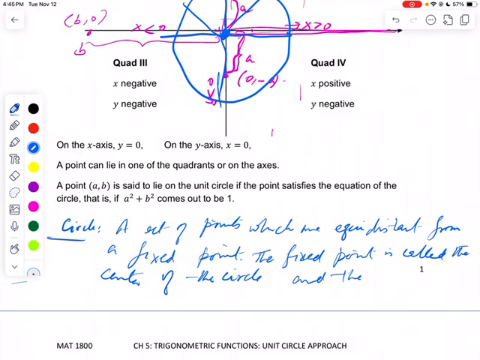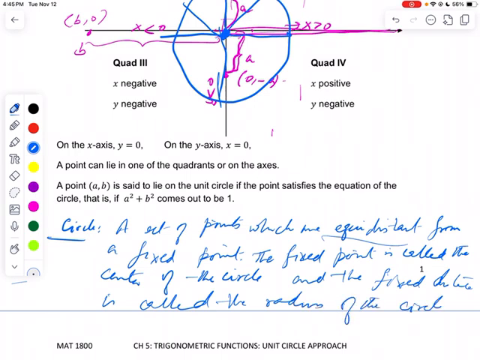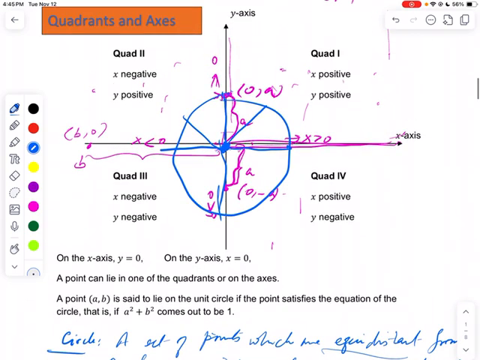And the fixed distance, or the equal distance, so when we said equidistant, it means their distance is equal, is called the radius of the circle. So this is the definition of a circle. Now, some points of this plane lie on the circle. You can see that, right? How many are they? Infinitely many. All these points which are making the circle are points of the plane, right?